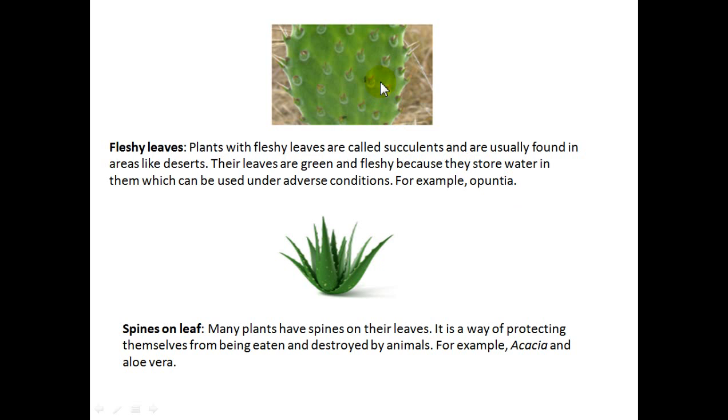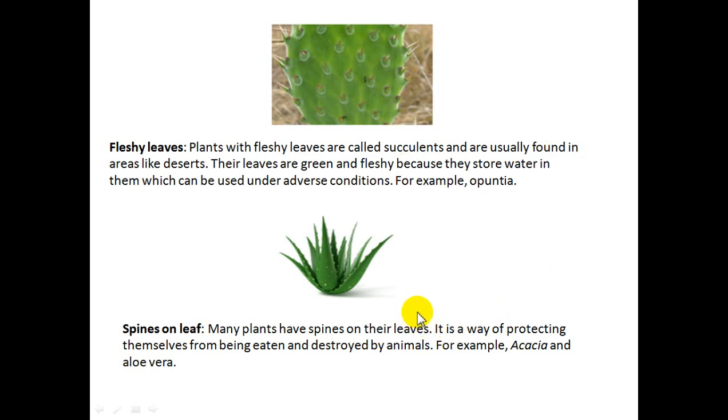This is the structure of Opuntia, and this is very broad and this is thick. So, what happened? These leaves used to store the starch in it, and also used to store water inside it. So, this type of leaf looks fleshy.